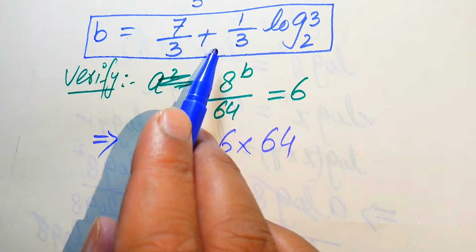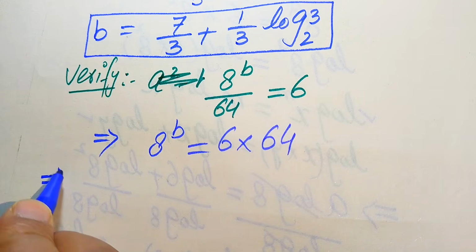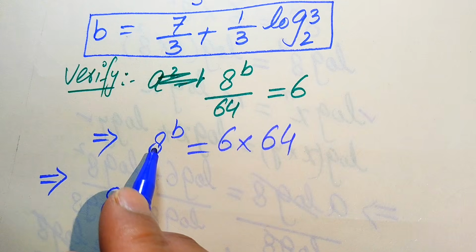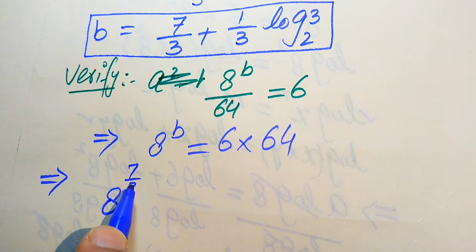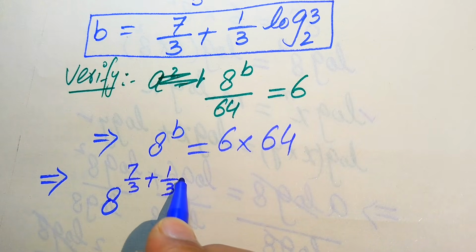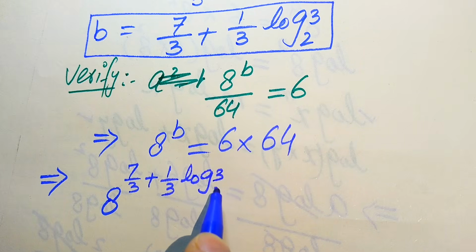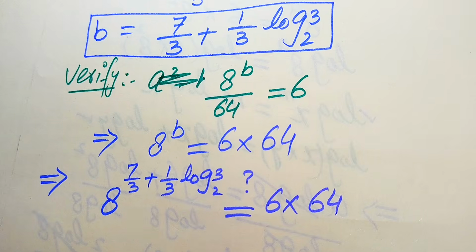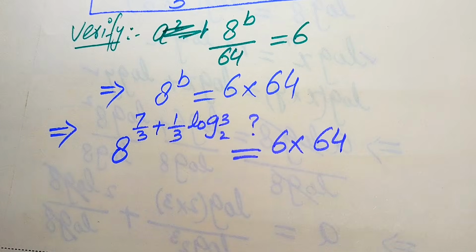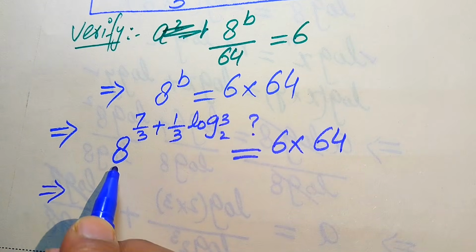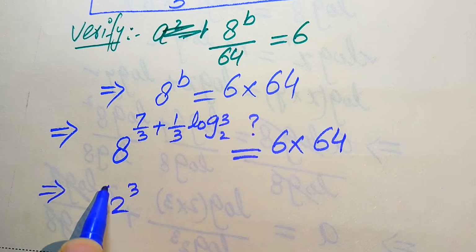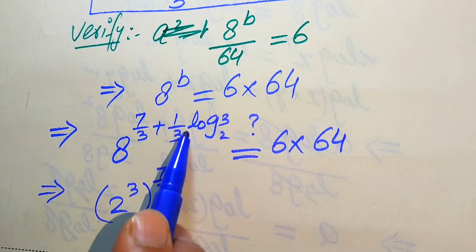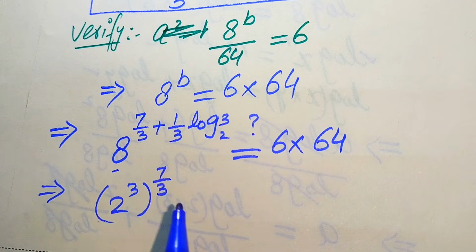And here we substitute this value of b into the left hand side and we check its behavior. So it becomes 8 to the power of b, and we write this b as 7 divided by 3 plus 1 over 3 times of log 3 with base 2, and we check whether this equals 6 times of 64 or not. Here we need a little bit more simplification, and we write this 8 as 2 cubed and its whole exponent is 7 over 3. Again we apply this exponent separately on this base in this way.